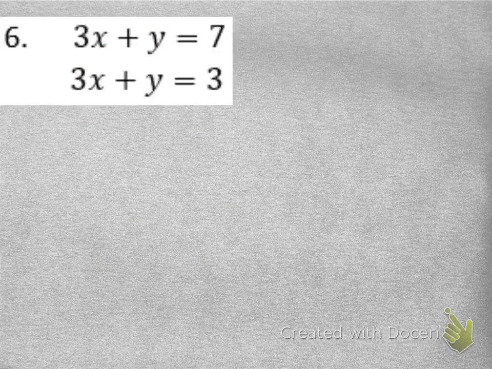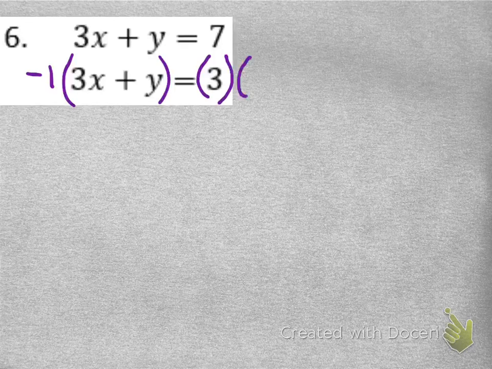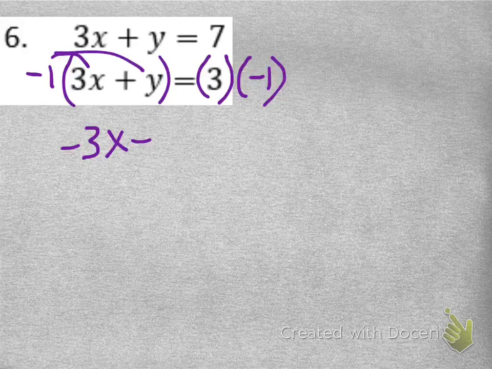If we add these equations exactly like they are, nothing's eliminated, we would get 6x plus 2y. So we have the same coefficients, so we just need to multiply by negative 1. So distributing that negative 1, we get negative 3x minus y, 1y. And then 3 times negative 1 is negative 3. Now rewriting the top one below it.